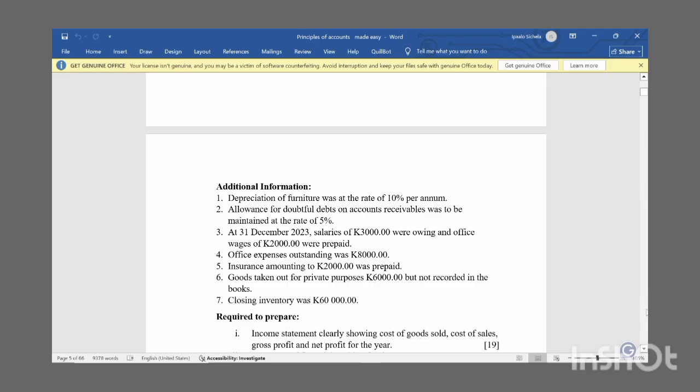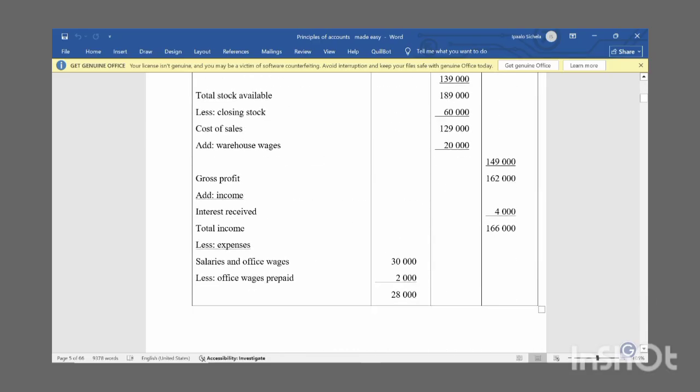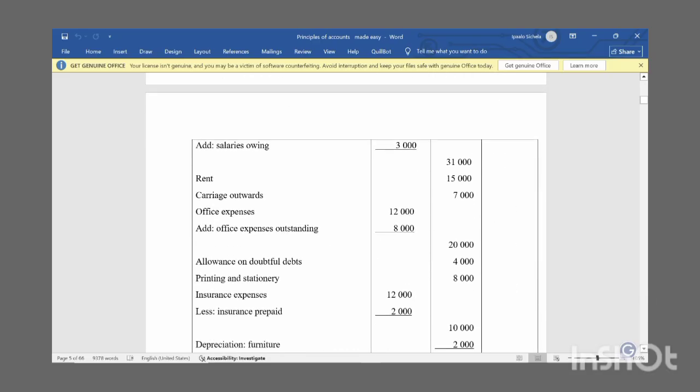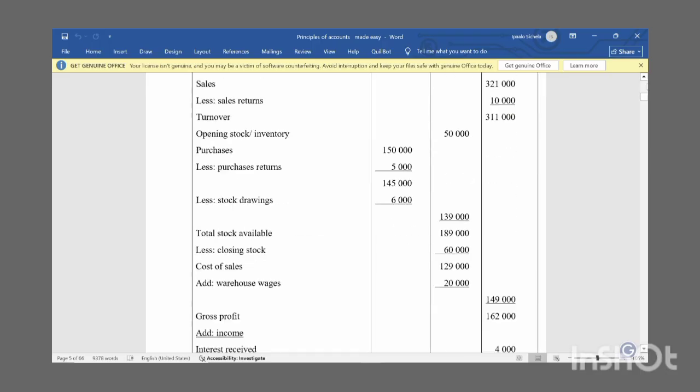So insurance expenses was 12,000. Then we'll subtract insurance prepaid 2,000. Then we'll get 10,000. Then move on to the next expense.